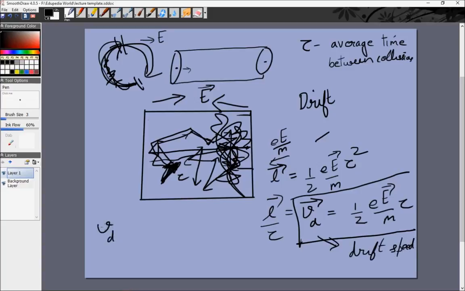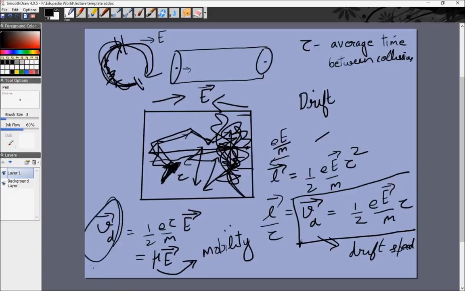It can also be written as half E tau by m times the electric field, which is written as mu times the electric field. This is basically the definition of mu, which is called mobility. So mobility is the measure of the speed of the electrons with respect to the electric field applied. But this speed, remember, is the drift speed. So now half our work is done. We've related the electric field to the drift speed.